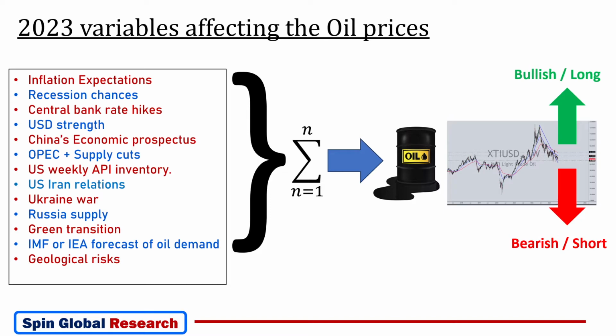So if you see, on 1st of April, there was a gap up on the chart. So these things obviously we have to keep an eye on. US weekly API inventories.